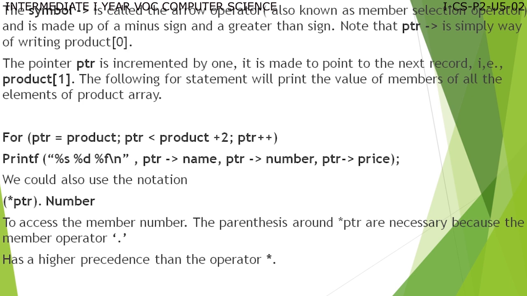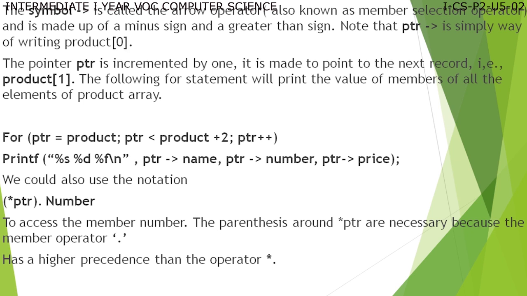Now the pointer PTR is incremented by 1. It is now made to point to the next record, that is product[1]. The next time it increments by 1, then product[2] will be assigned. Now I'm writing one statement that will print the values of the members name, number, and price of all the elements. Let's see how the array of products will be utilized.